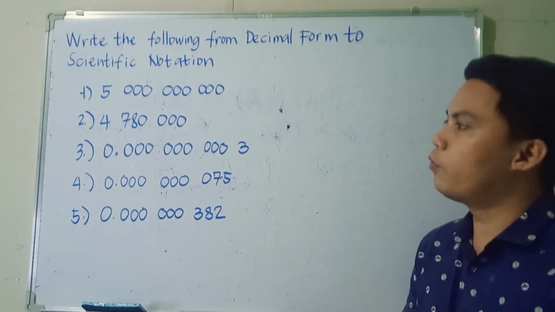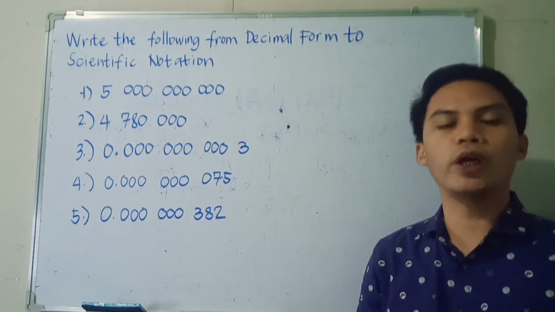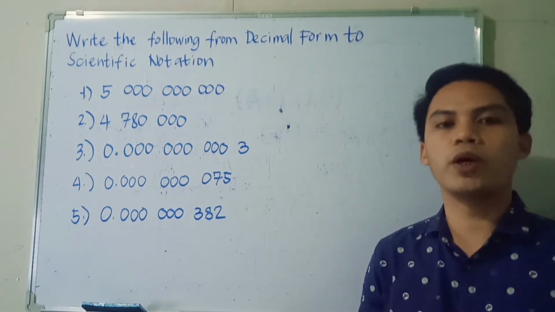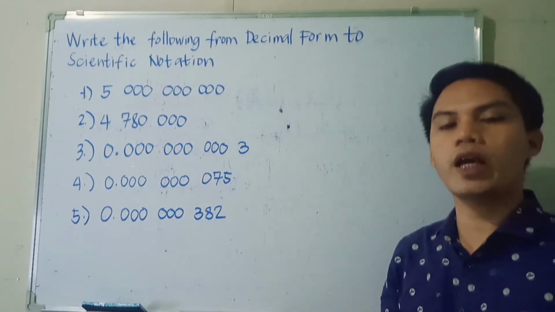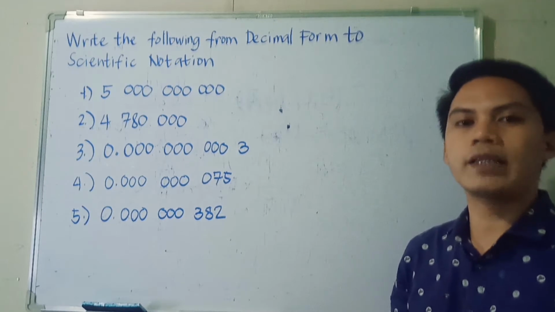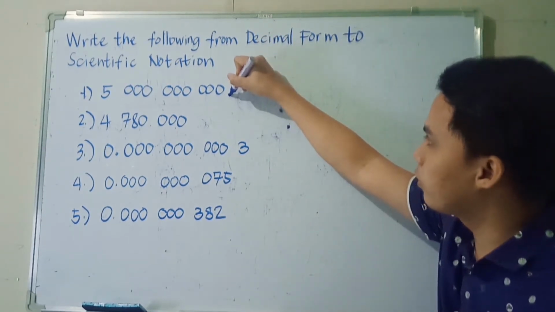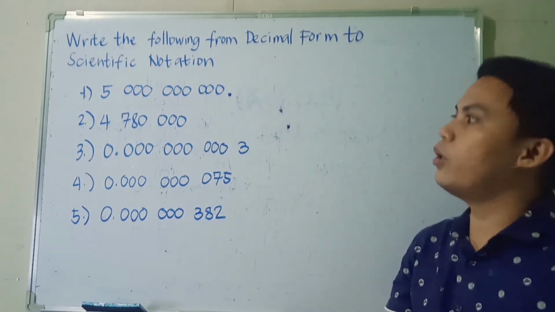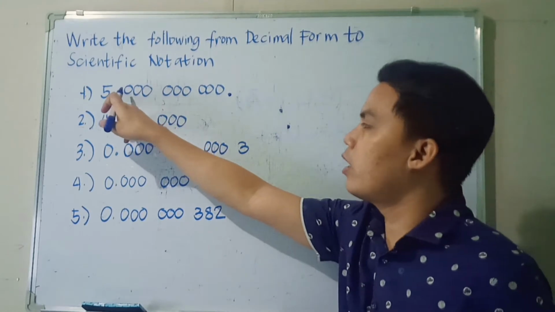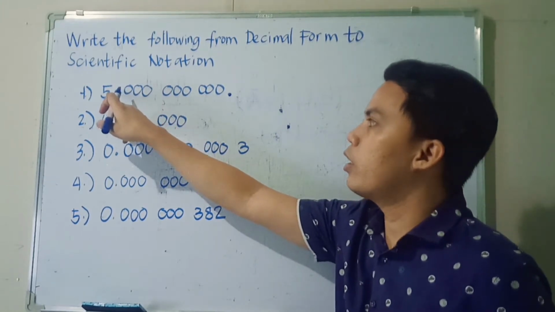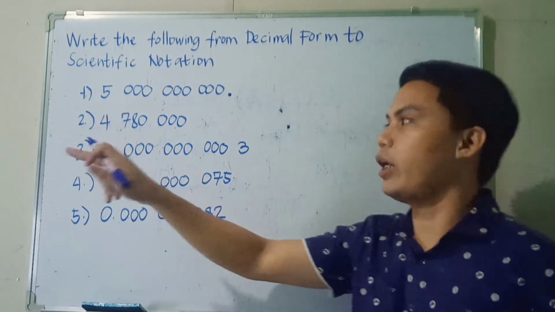Okay. So first example, we have 5 billion. The first thing that we need to do is to locate yung decimal point. So pag binigay sa inyo would be a whole number, automatic yung decimal point niya ay nasa last na digit. So nandito. All we need to do is to move the decimal point hanggang sa place in which it is located after the first non-zero digit. Okay.